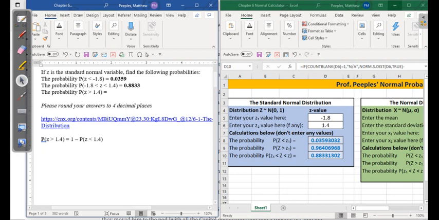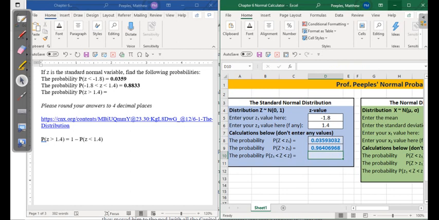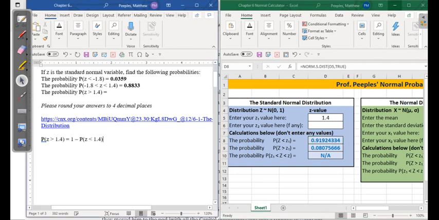Now, in this case, we have one or two ways of doing this. I'm going to clear both input boxes right here. The first method that we could use is just to go ahead and enter another z1 value of 1.4. And if we took that value, 0.9192, we could find our answer by taking 1 minus 0.9192 and getting our answer.